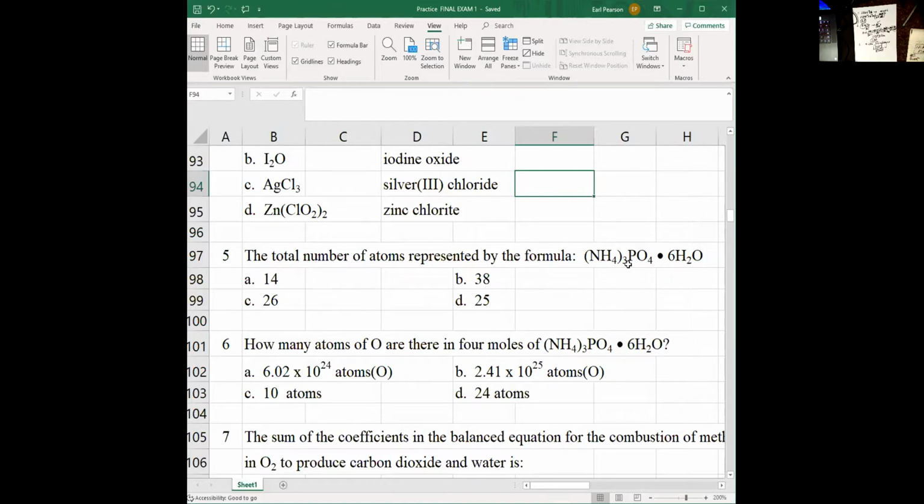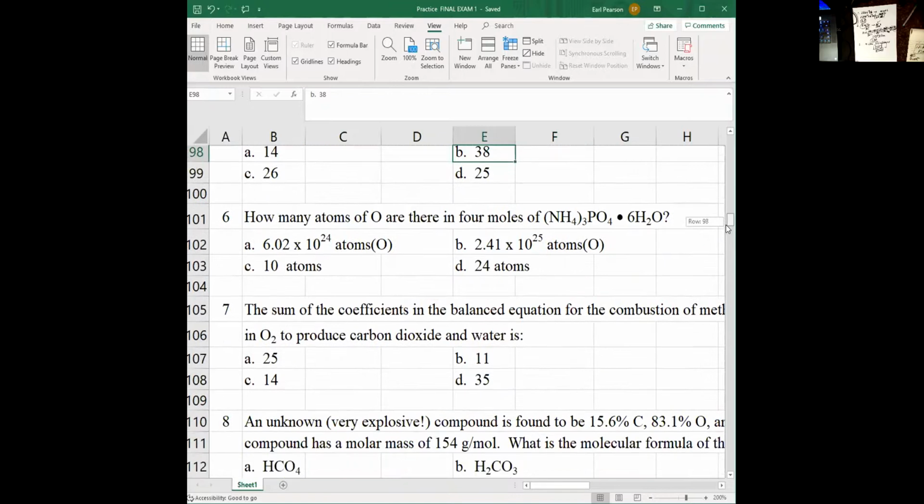How many phosphoruses? It's got 1. So we got 1, plus how many oxygens? We got 4 from here and 6 from here is 10. So if I'm counting this correctly, there should be 38. That's what my calculator says, and there is the correct answer, 38. So see, that's another important type of idea to carry from a course, is how do you interpret a formula in terms of the number of atoms of each kind that's in a formula.